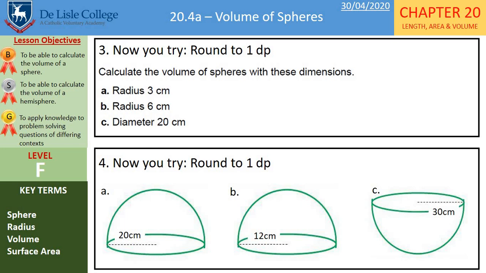Okay, excellent. Here are all the answers we should have. So 113.1 centimetres cubed, 904.8 centimetres cubed, and 4,188.8 centimetres cubed. Just make sure here that you've changed that to a 10. And then here we should have 16,755.2 centimetres cubed, 3,619.1 centimetres cubed, and 56,548.7 centimetres cubed. Please make sure you've marked your work. If you made any errors, please put the corrections in and just have a look back through them.